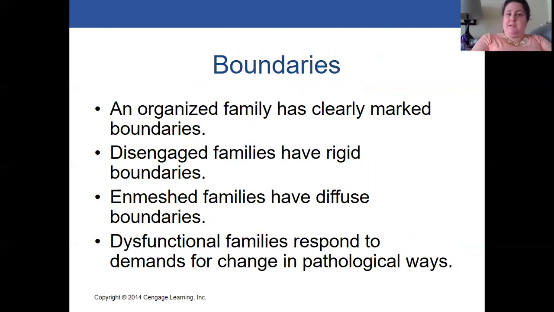Disengaged families are families that are not as interactive with each other as your average family. They have very rigid boundaries between each other. And enmeshed families have diffuse boundaries. So in enmeshed families, there sometimes doesn't seem like there is a boundary. They're essentially all up in each other's business all the time. And that can be really problematic because the identified patient is typically looking for a way to control things in their lives and might develop a really self-destructive pathology as a result. So dysfunctional families respond to demands for change in pathological ways.